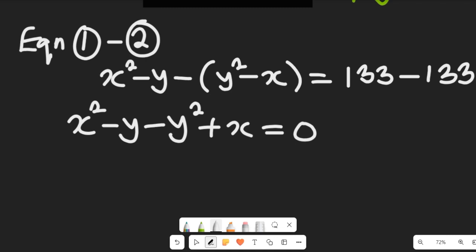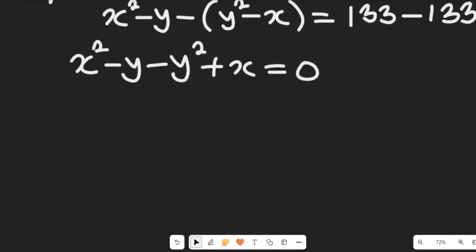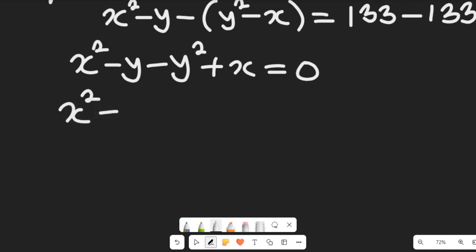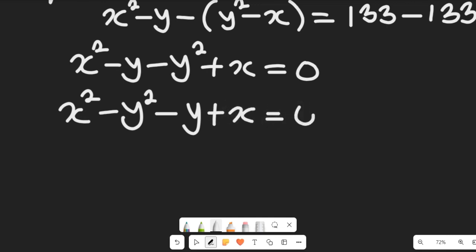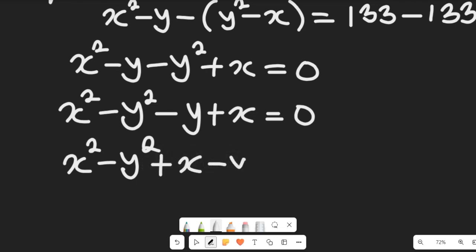So if we do this, we are going to collect the squares, and this will give us x squared minus y squared minus y plus x equal to 0. And if we rearrange this, we're going to have x squared minus y squared plus x minus y, and this will be equal to 0.